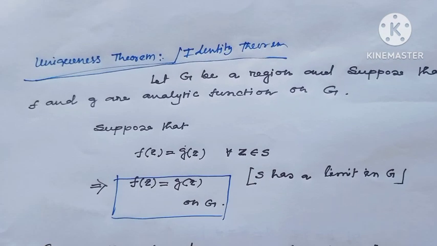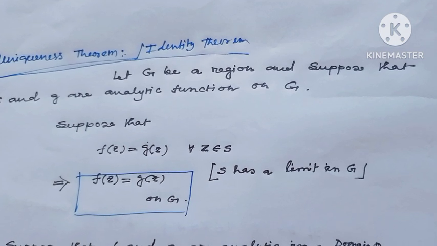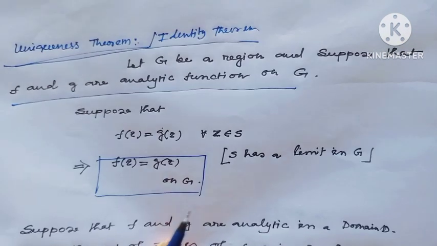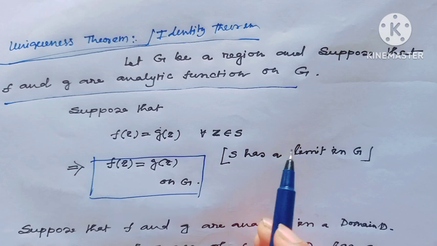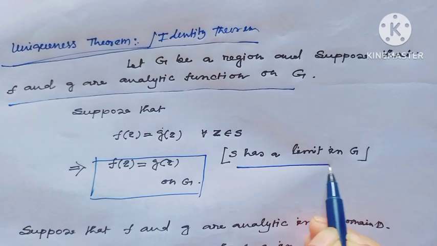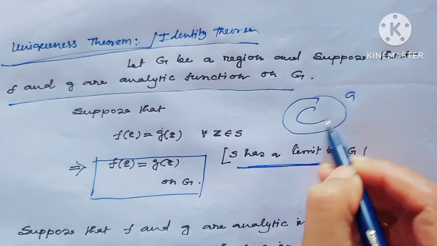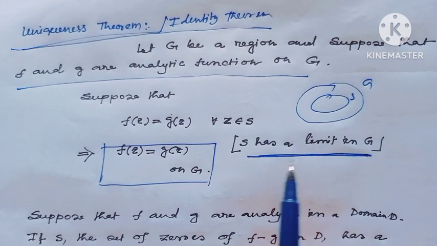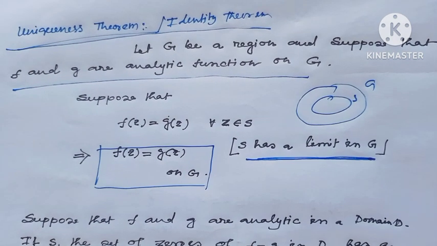A consequence of the uniqueness theorem or identity theorem is: let G be a region and suppose that f and g are analytic on the set G, and suppose f(z) = g(z) for all z in S, where S is a subset of G. If S has a limit point in the set G, where G is the main domain, then by the identity theorem we can say f(z) = g(z) on the set G, okay?